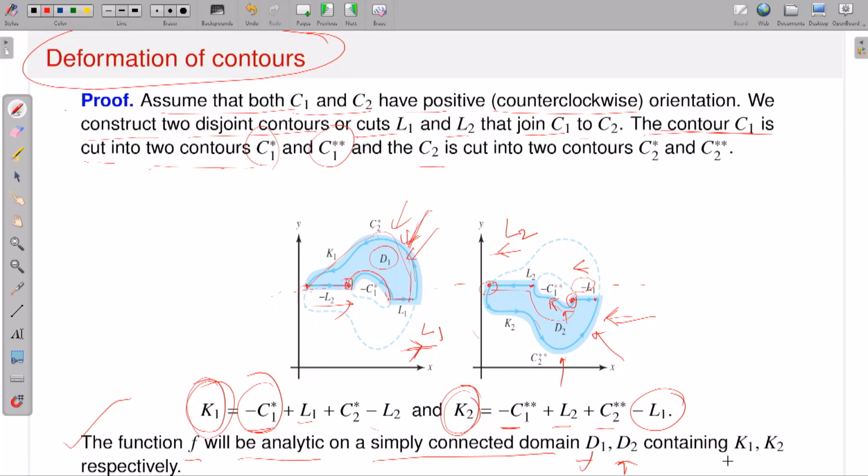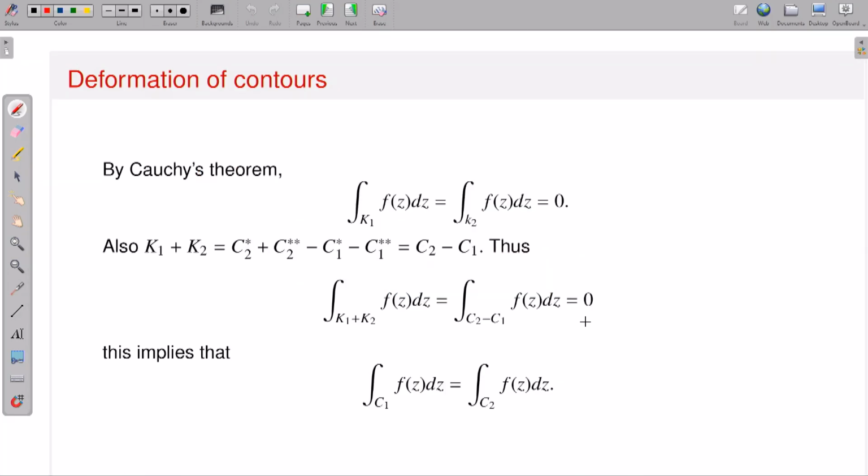So therefore f is analytic on the domains D1 and D2 containing K1 and K2, because D1 is the blue shaded region where the simple closed contour K1 is sitting inside, and D2 is the blue shaded region where your simple closed contour K2 is sitting inside. So now you have two simply connected regions where K1 and K2 are two simple closed contours sitting inside. Therefore, by Cauchy's theorem or the Cauchy-Goursat theorem, the integration over K1 and the integration over K2 are equal to 0. Both contour integrals will be 0.